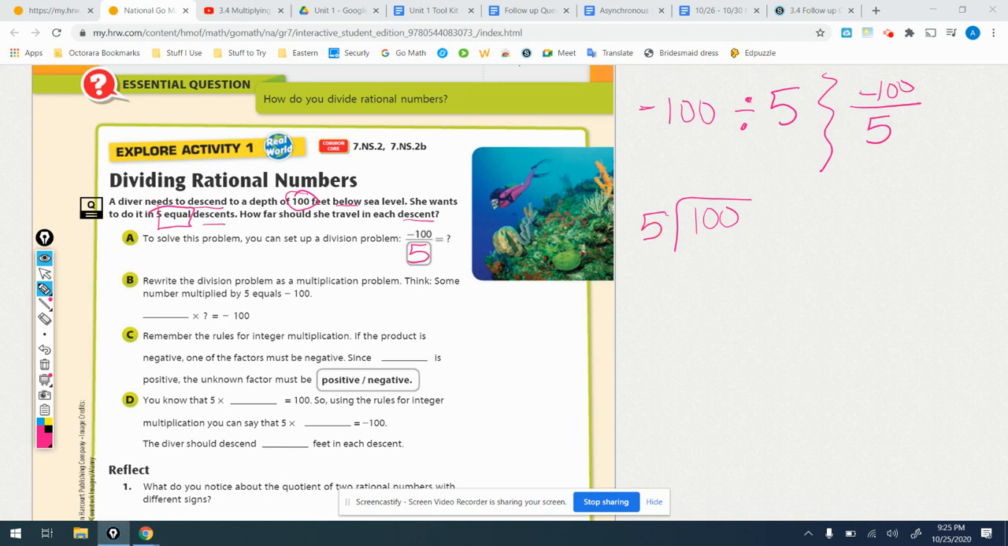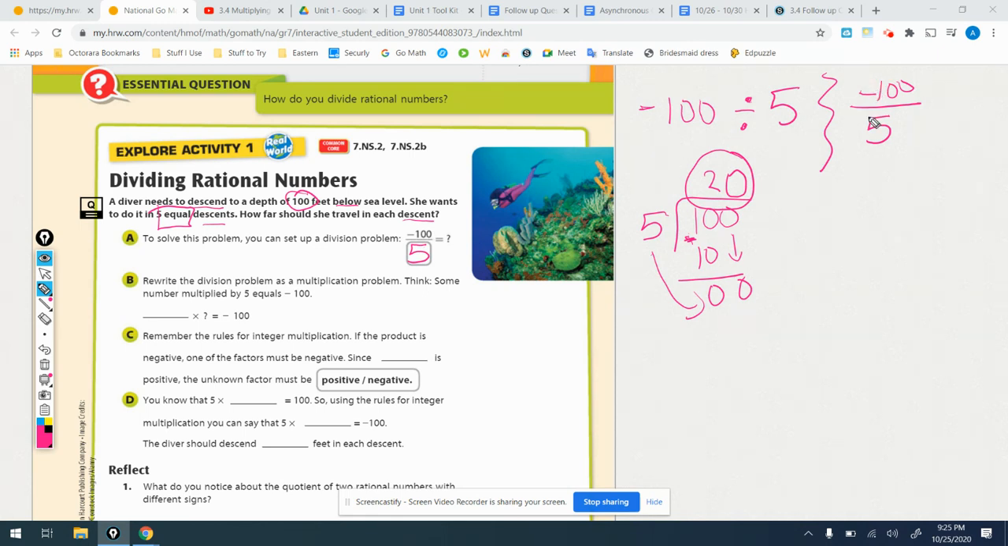Well, I know 5 goes into 10 2 times because 5 times 2 is 10. Okay, so now I have to subtract. 10 minus 10 is 0. Bring down my 0. I cannot divide 5 into 0, so I have to put my placeholder. So my answer is 20, but I need to know if my answer is negative or positive.